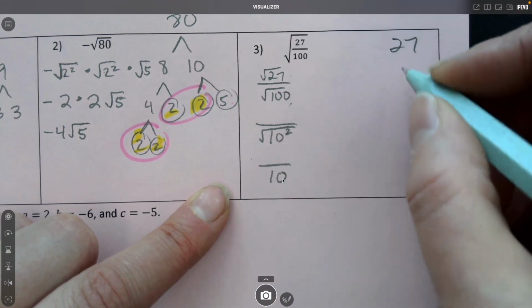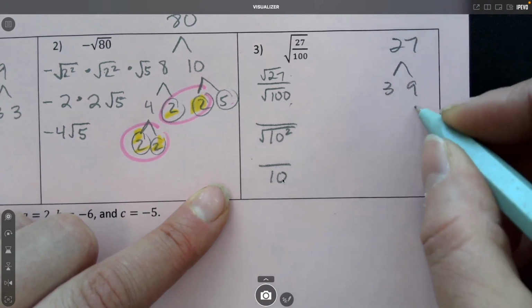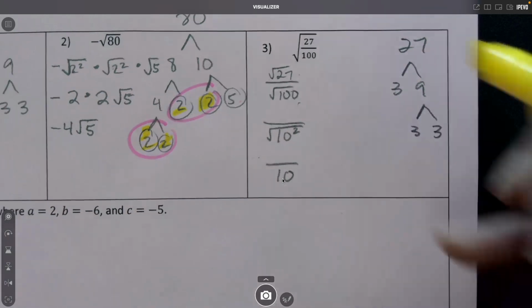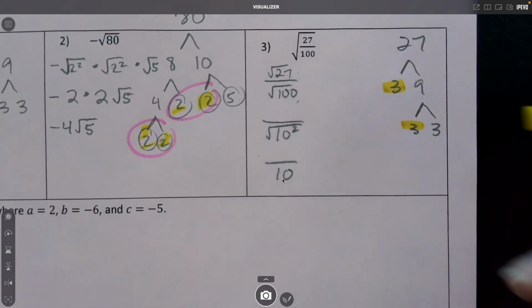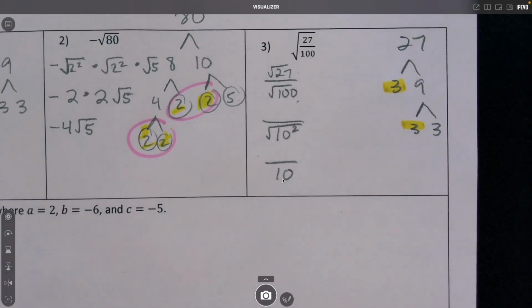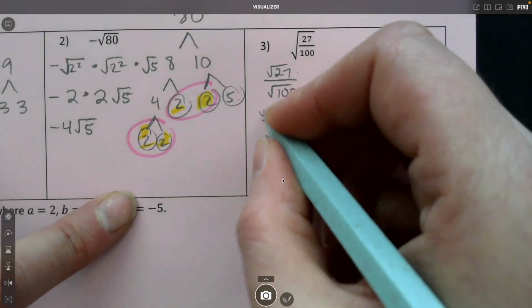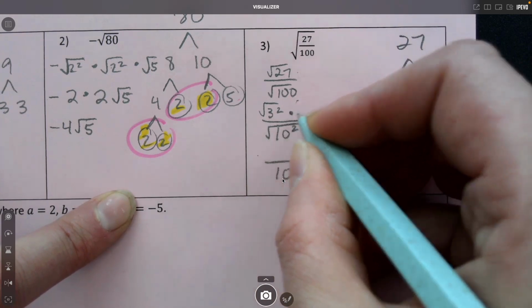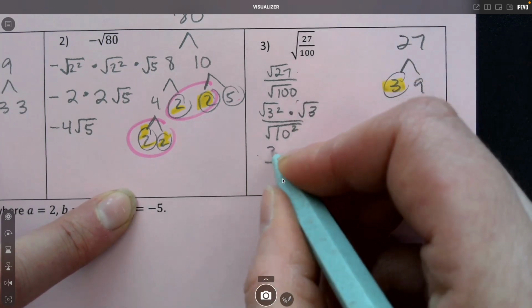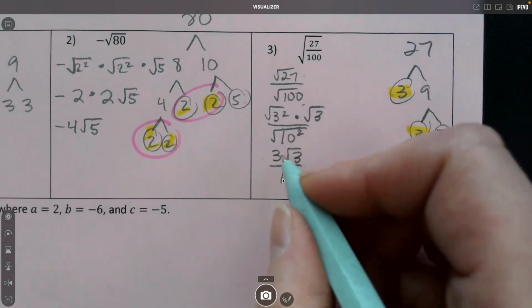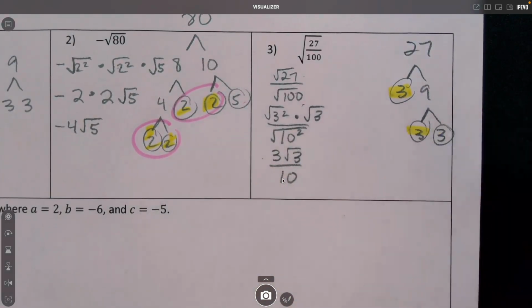So 27 is 3 times 9, and 9 is 3 times 3. So we've got that same thing going on this time where we have 2 factors of 3, and then we have a 3 left over. So we have a 3, a 3, and a 3. So square root of 3 squared times an extra square root of 3, which is going to make 3 square roots of 3. And of course 10 in the denominator. So 3 square roots of 3 divided by 10.